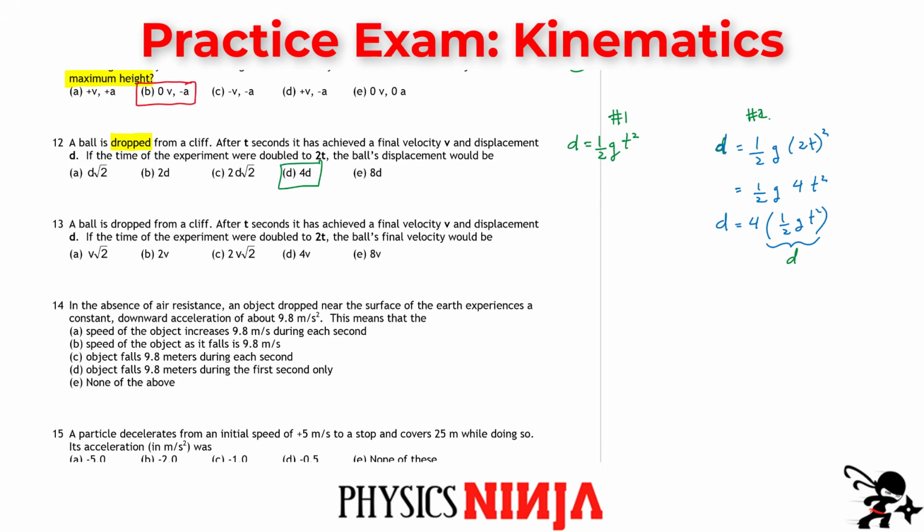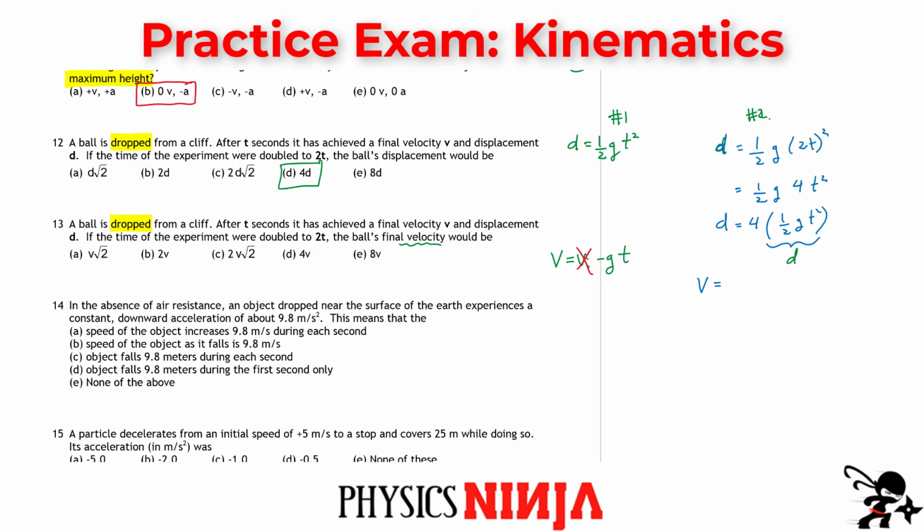13, a ball is dropped off a cliff again. That's one of our key words. Initial velocity is 0. After t seconds, it's achieved the final velocity of v and a displacement d. If the time of the experiment were doubled to 2t, now they're asking for the final velocity. Again, we're going to use another kinematic equation. One of them looks like this, except we have a simplification for this problem that initial velocity is 0. Little g is constant, it's 9.8.